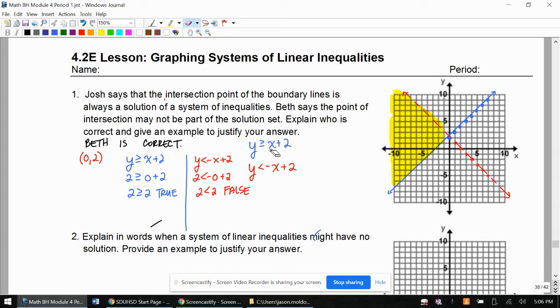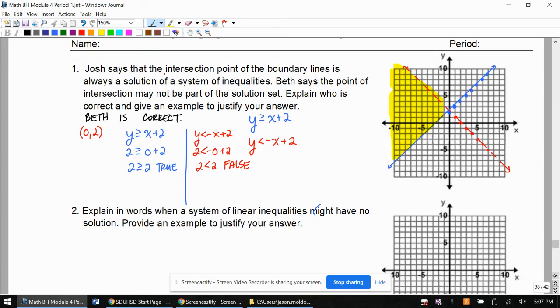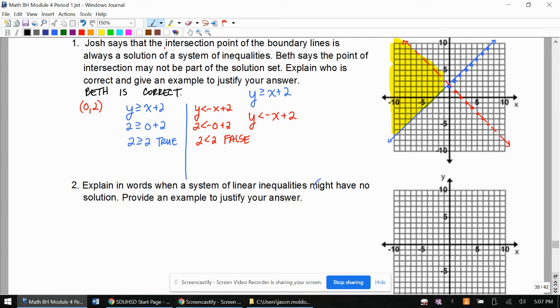Now we could change this system. We can include a little equal sign underneath, and then it actually would work out. But Beth would still be correct because it's best to say that it isn't always part of the solution set. It's just going to be based on what our system of linear inequalities is.